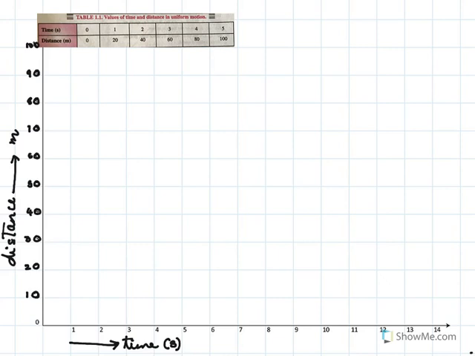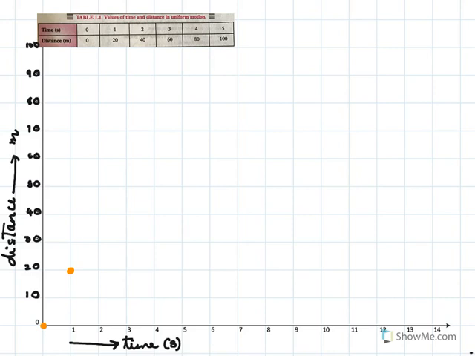Let's examine the table. At 0 seconds the distance is 0, so the point will be here. Now for the second one, at 1 second the distance is 20. So at 1 second the distance is 20. The second point is going to be here.